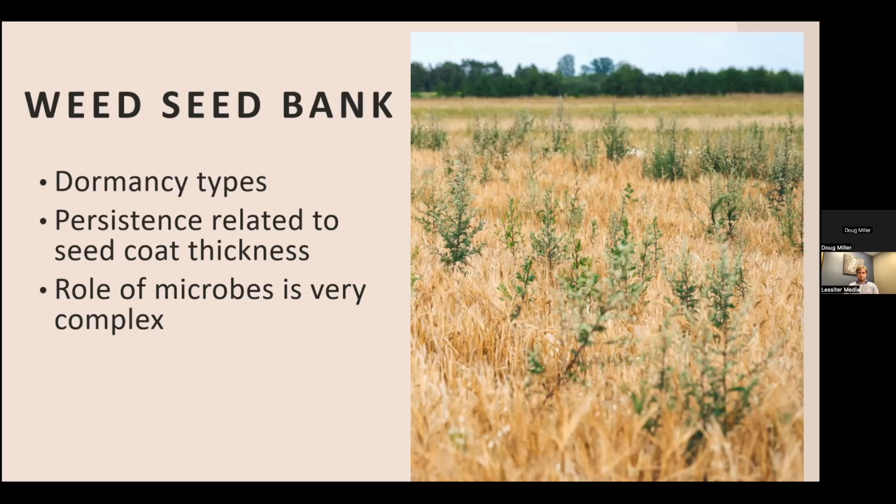Persistence depends on many factors, but probably is most correlated with the seed coat. So the nice thing about pigweed and Palmer and waterhemp is, even though each plant generates 50 to 70,000 seeds if it's a mature plant, the seeds are relatively small and they've got very thin seed coats, and so they'll decompose pretty quickly.